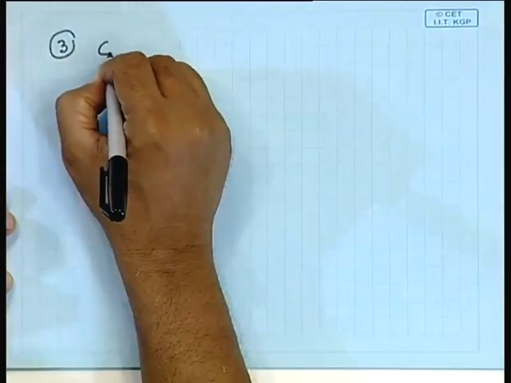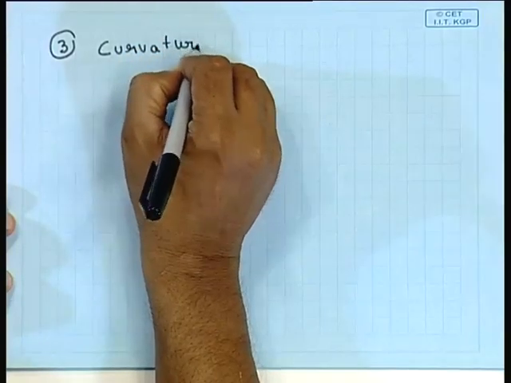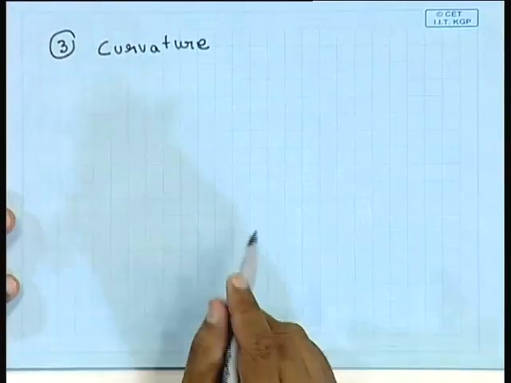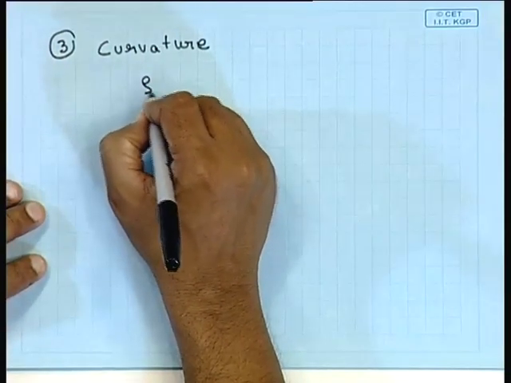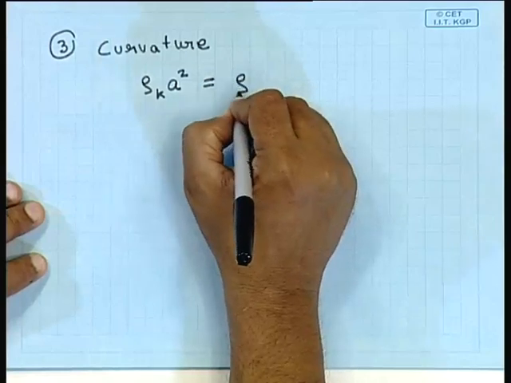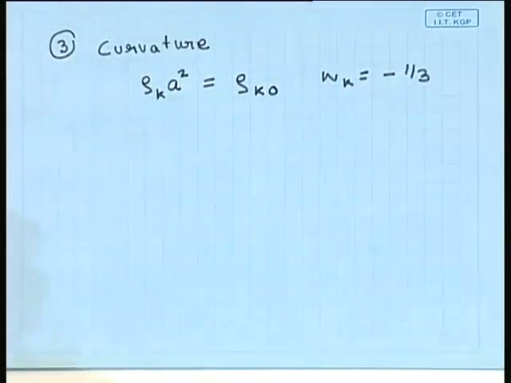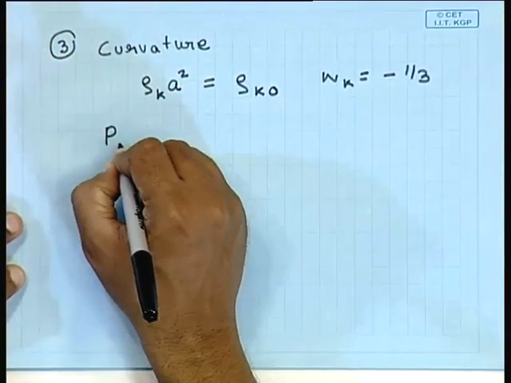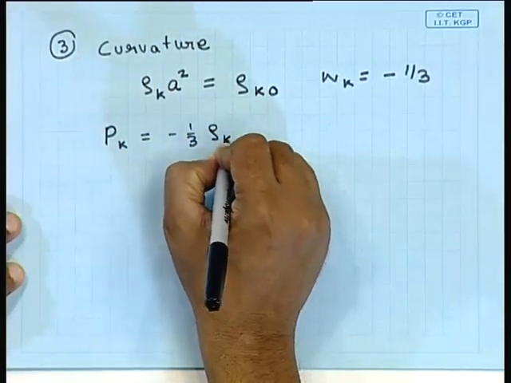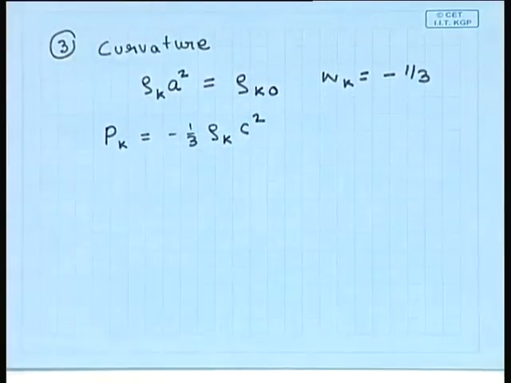The third component that we shall be dealing with is the curvature. The curvature component we have seen requires rho curvature a square to be a constant. So, this is equal to rho curvature naught. W curvature is minus 1/3, it has a negative pressure. The pressure is minus 1/3 rho curvature c squared. And I have told you that this is not really some constituent of the universe, it is a fictitious component that we have introduced so that we can treat the constant of integration on the same footing as all the other constituents of the universe.